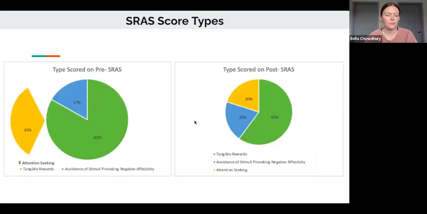And then this is looking at the score types. And so, like I said at the beginning, the students were able to score into 4 different categories, and they had only reached 3 out of the 4, both pre and post. So in the pre, we have majority missing school due to tangible rewards. And then this little piece on the side, the attention seeking, that is extra because there are 2 students who scored for 2 reasons, which was attention seeking and then avoidance of stimuli provoking negative affectivity. Their scores were close enough in range that they were able to be treated and intervened with for both of those reasons. And then post, pretty similar, I would say the same reasons. However, tangible reasons went down a little bit, and then just more split evenly between the attention seeking and avoidance.